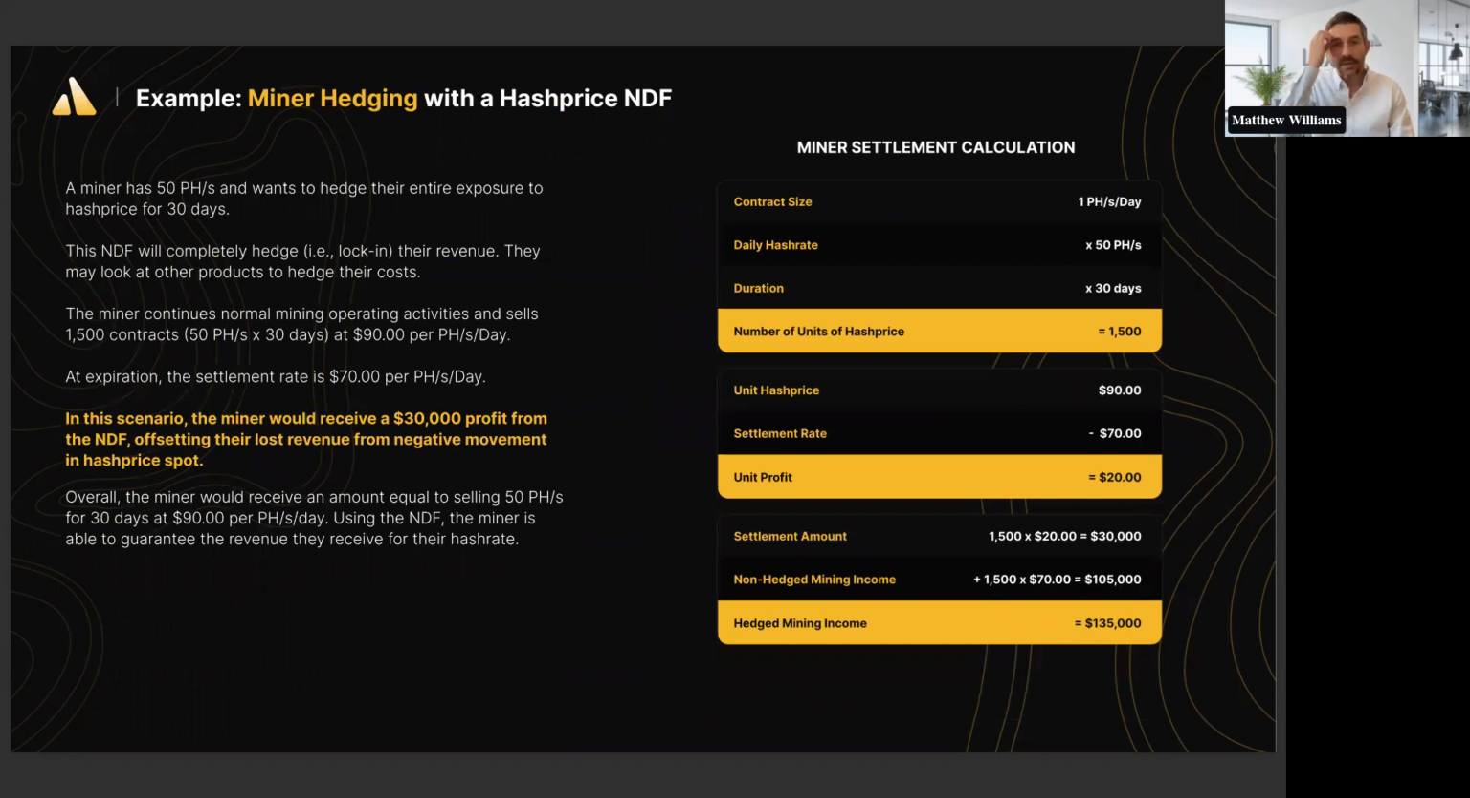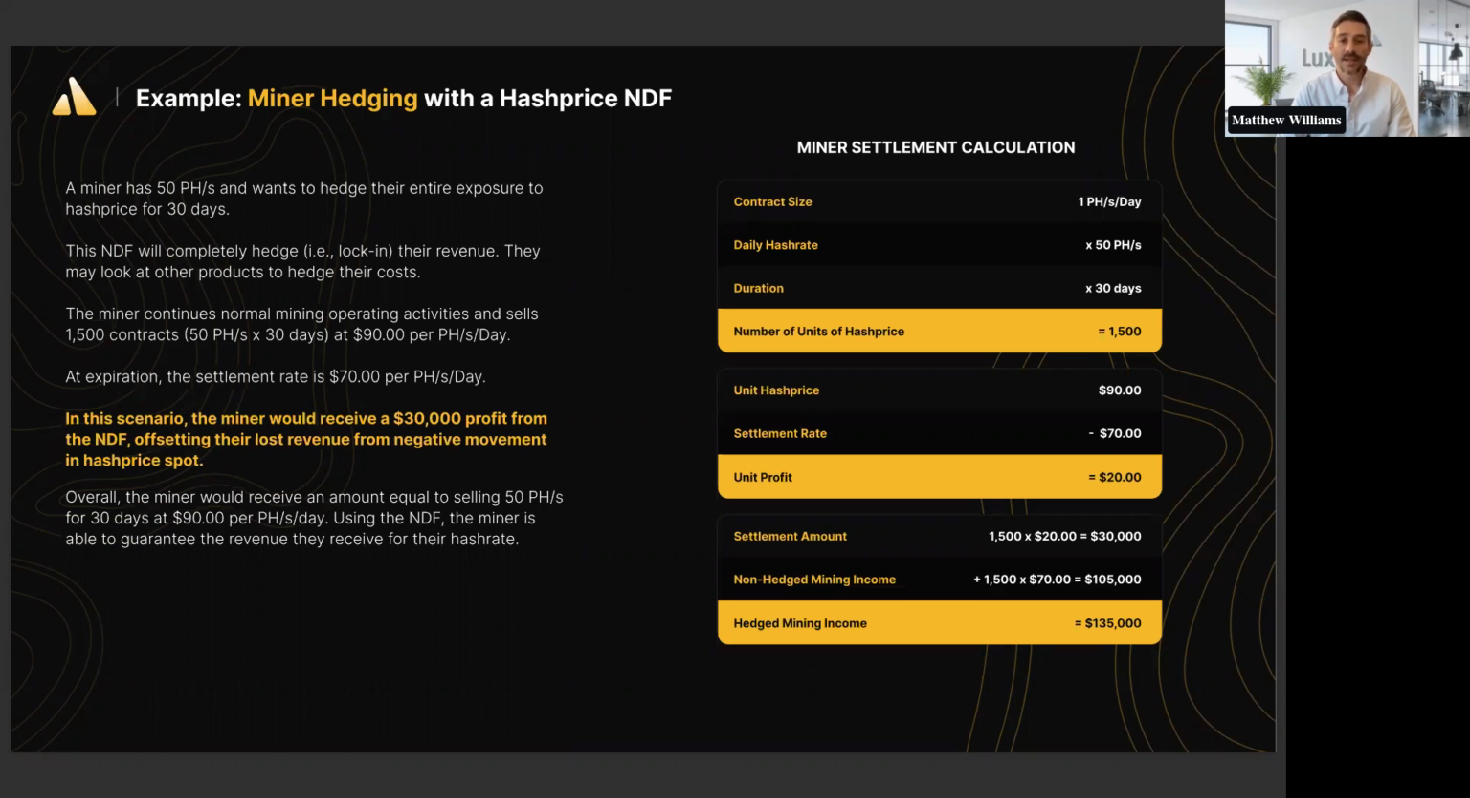Before we get to the hedging calculator, though, I want to walk through a simple hedging example from a miner's perspective. So in this example, let's assume we have a miner who has 50 petahash and is very concerned about a downward move in Bitcoin price or a large positive move in network difficulty, or maybe both. So for these reasons, the miner wants to hedge their entire exposure to hash price for the next 30 days.